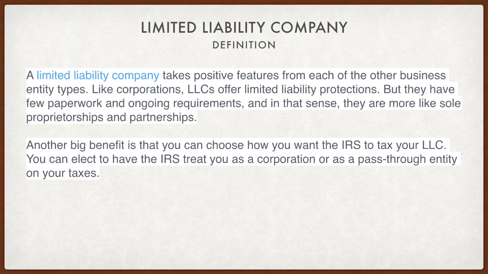Okay, here's the one I did. A limited liability company. A limited liability company takes positive features from each of the other business entity types. Like corporations, LLCs offer limited liability protections, but they have fewer paperwork and ongoing requirements, and in that sense, they're more like a sole proprietorship and partnership. Another big benefit is that you can choose how you want the IRS to tax your LLC. You can elect to have the IRS treat you as a corporation or as a pass-through entity on your personal taxes. But keep in mind, the more separation you have between you and your business, the better it is from a legal standpoint. So I chose to do mine as a corporation.